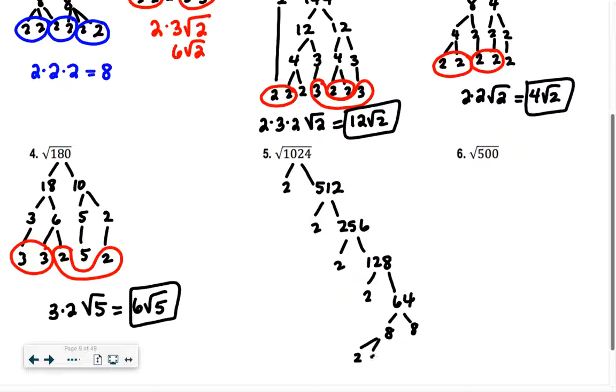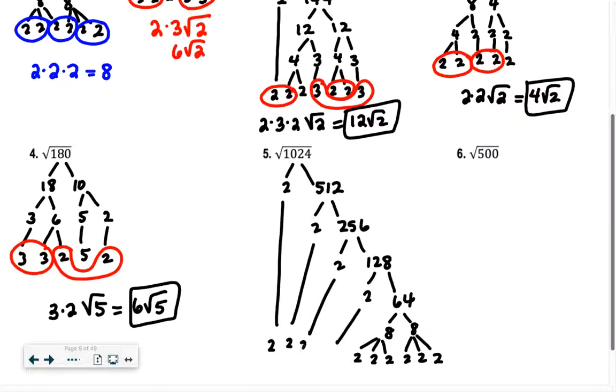So then we have 1, 2, 3, 4, 5, 6 2's. But then we have 7, 8, 9, 10 2's. So it's 5 2's on the outside. 1, 2, 3, 4, 5, which is what number? Not 10. 2 times 2 times 2 times 2 times 2. Cassie, what do you think? You got it. Yep, 32. Perfect.